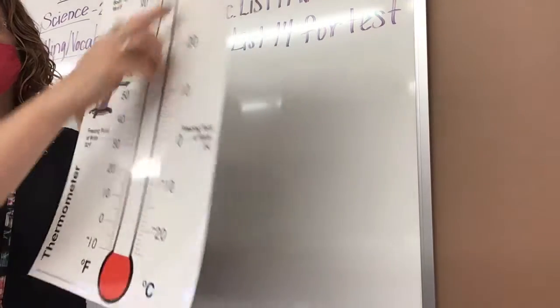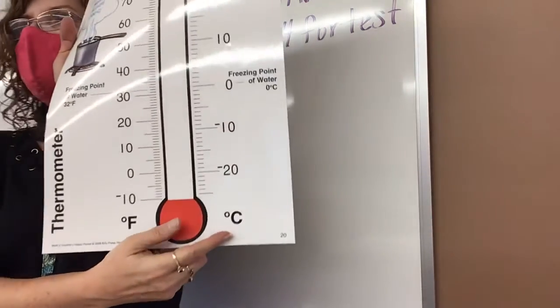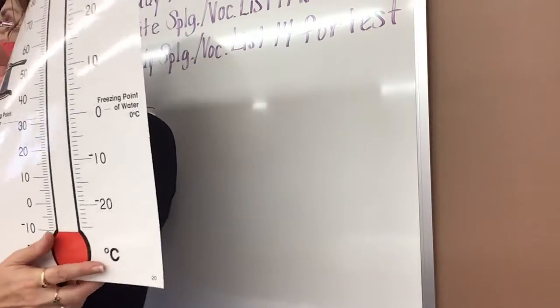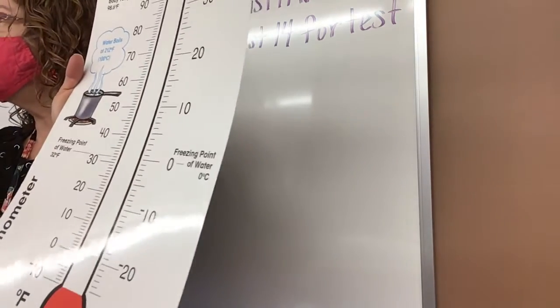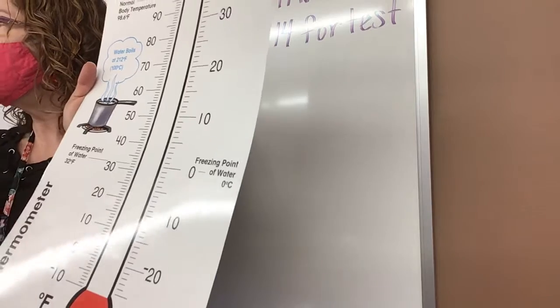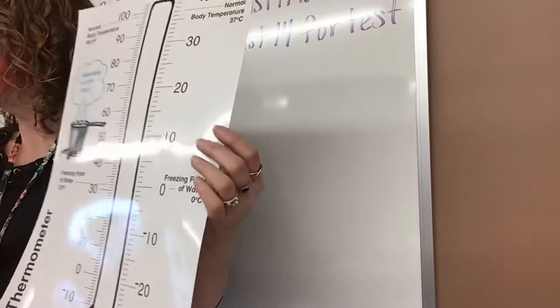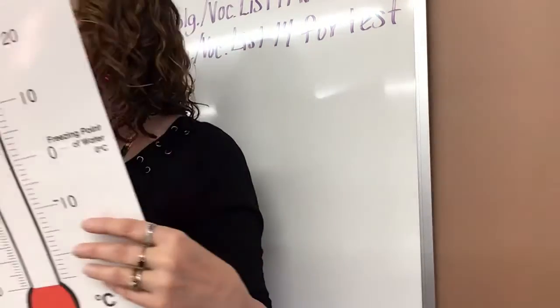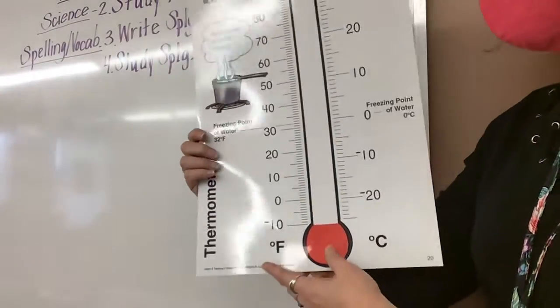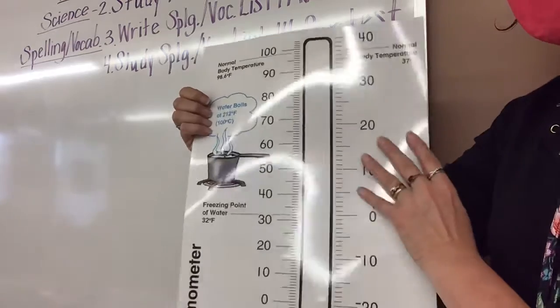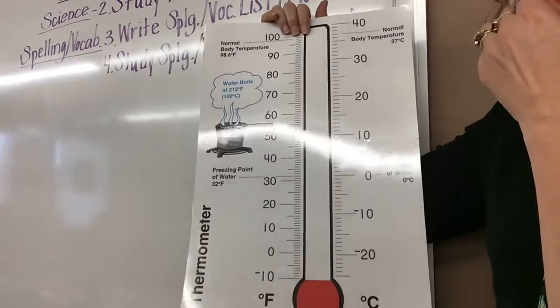Now, we would not use this side, because you notice this side says C. That's something we're going to learn later in the year. That would be Celsius, okay? So we are going to learn some metric measures. Celsius is from the metric system, and our country doesn't use it, but there are a lot of countries that do use it. But we're going to be learning Fahrenheit, because that is what we use here in the United States. Of that, we're going to learn 3 temperatures.